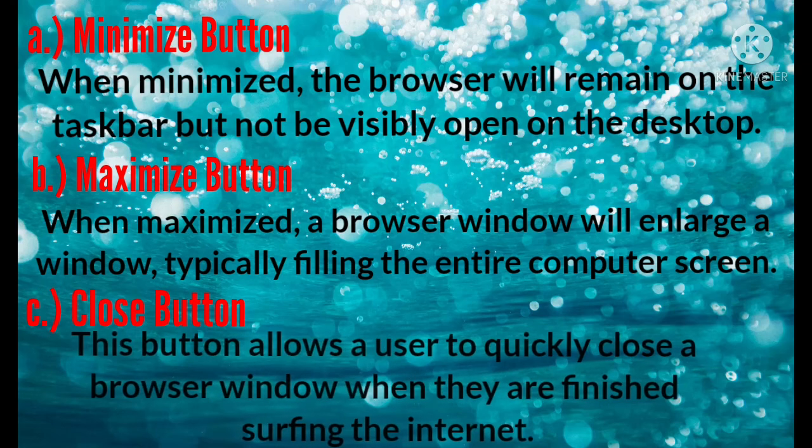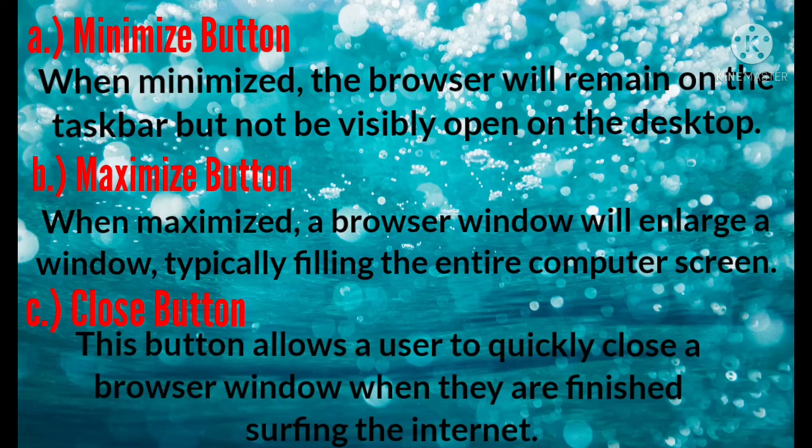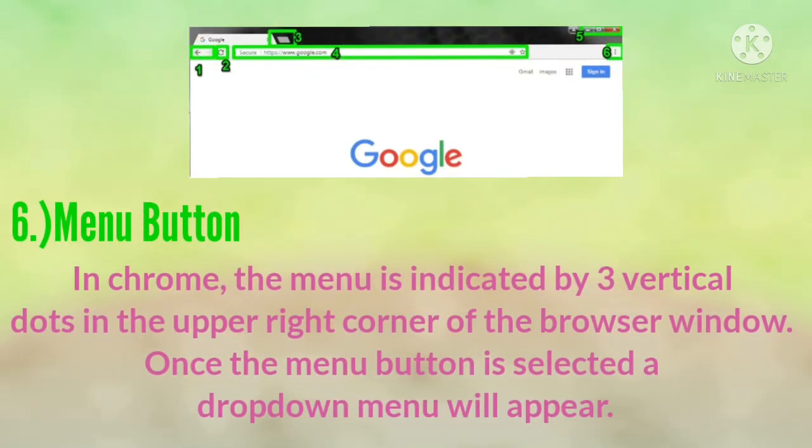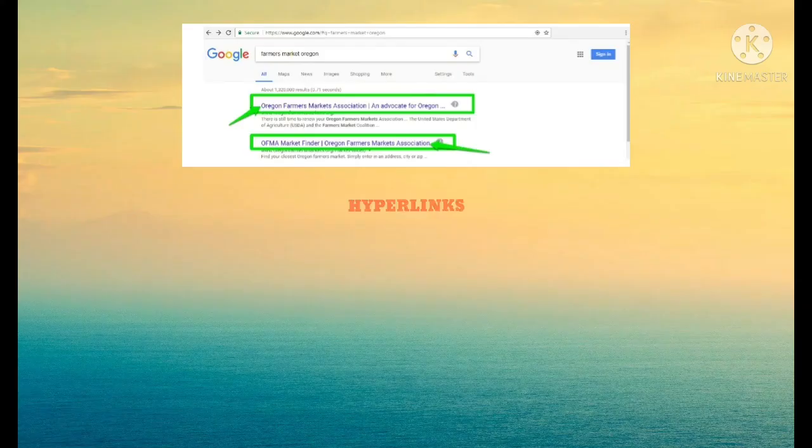Close button. This button allows a user to quickly close a browser window when they are finished surfing the internet. So kung di na ka gusto nga mag-search, so just close the button. Menu button. In Chrome, the menu is indicated by 3 vertical dots in the upper right corner of the browser window. Once the menu button is selected, a drop-down menu will appear.